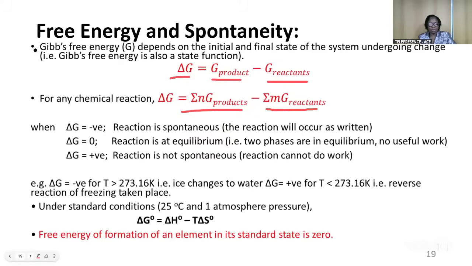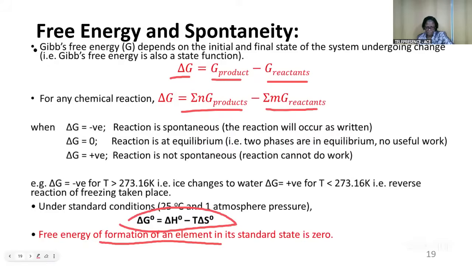And under standard conditions, which implies 25 degrees Celsius and 1 atmosphere pressure, you will use delta G in standard states. However, you must take note that free energy of formation of an element in a standard state is 0. This is what we are saying. Formation of an element.